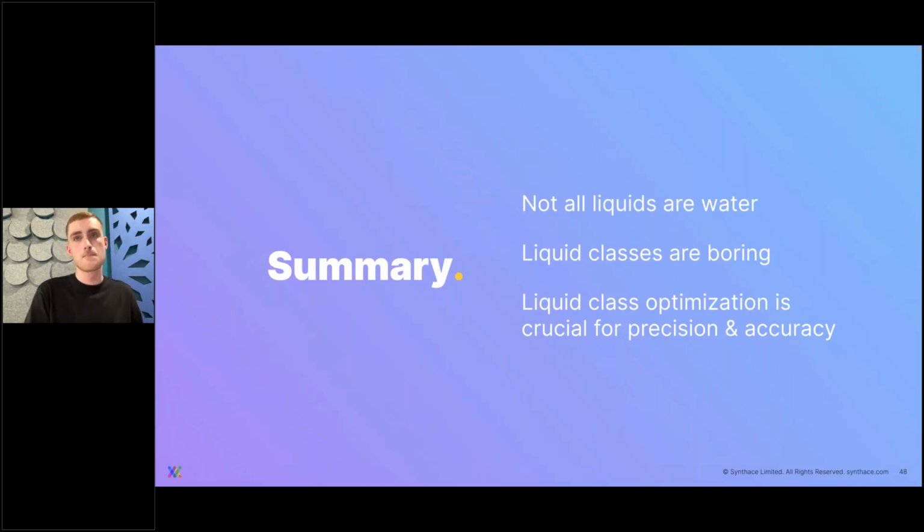I think the main take home is that not all liquids are water, and optimizing your liquid classes is boring. I appreciate liquid class is not the most glamorous and sexy part of science, and you've got far better things to worry about than liquid classes. But that's the point. If you ignore liquid classes, your experiments will pay the price, and you won't be able to ensure the precision, the accuracy, and the confidence of experiments.